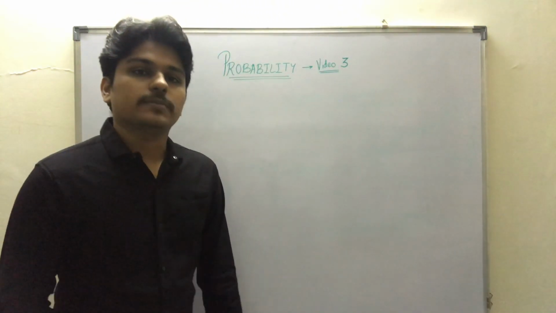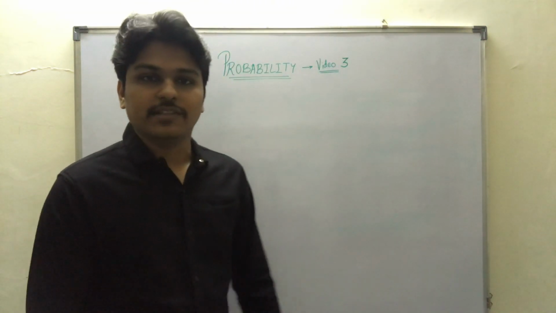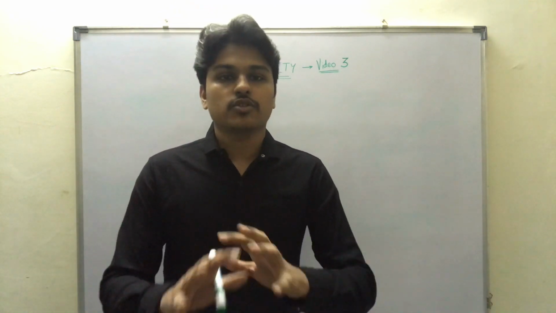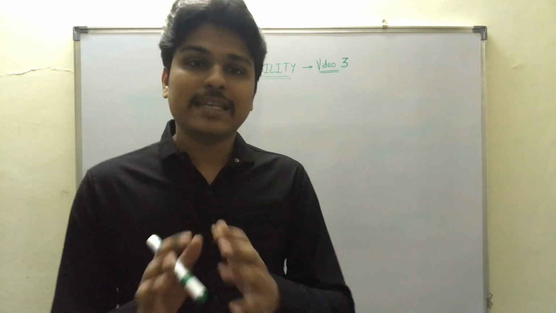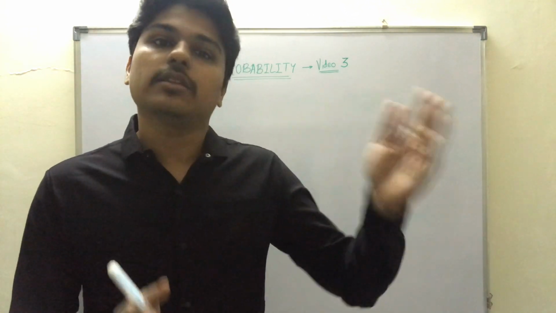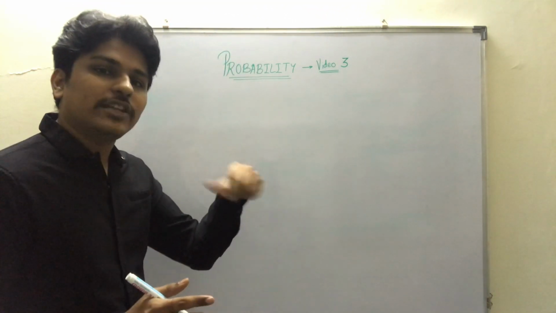Now that we have understood what the total number of possibilities is, it becomes very easy to solve any probability. Now we'll talk about how to mathematically represent events and get the probability. So we'll have to define an event.